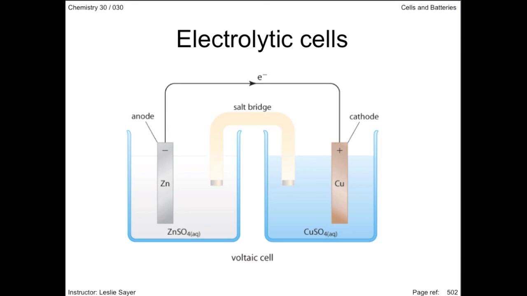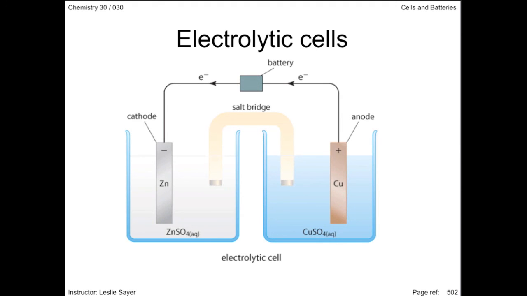However, if a power supply were added to the external circuit to force the electrons to move in the opposite direction, then the copper electrode will be undergoing oxidation and becomes the anode, while the zinc electrode becomes the cathode as it gains electrons. As you may have noticed, electrodes in this electrolytic cell, as with the voltaic cell, keep their charge designations.